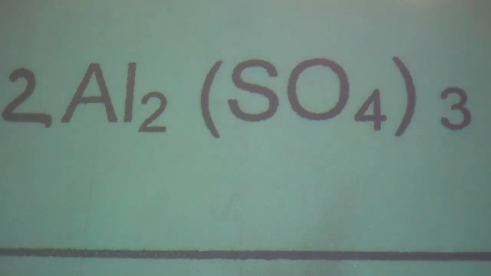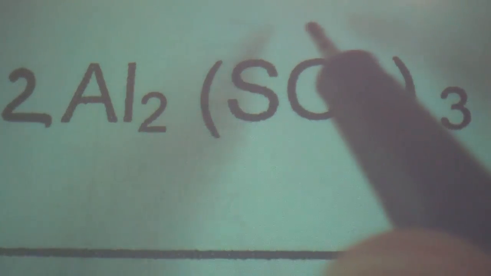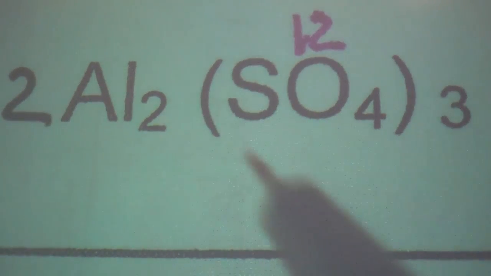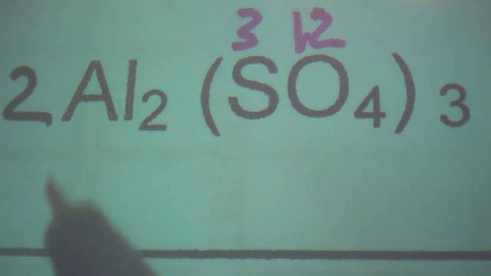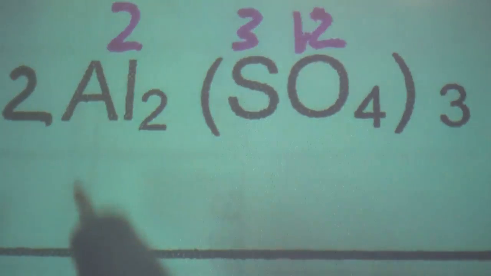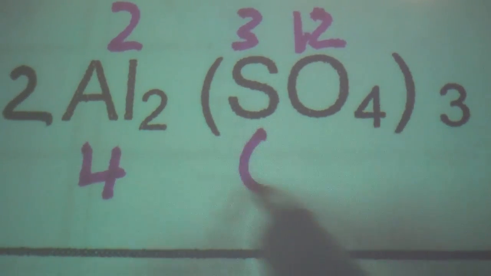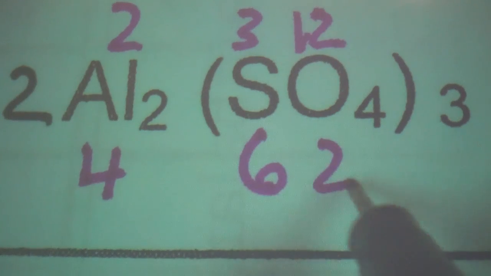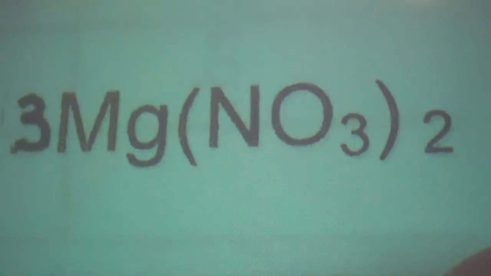All right. How many O's? 4. Now 12. You never add. How many S's? 3. How many Al's? 2. Now how many Al's? 4. How many S's? 6. How many O's? 24. How many total? 24 plus 6 plus 4? 34. Okay?